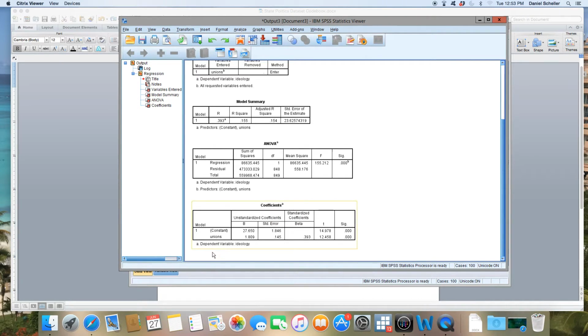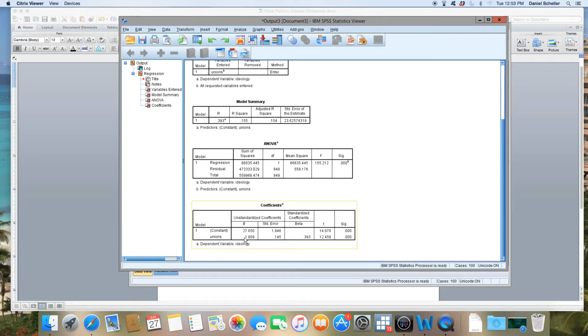What it gives you is the independent variable, unions, and its effect on the dependent variable, which is ideology. You always have to look under unstandardized coefficients, and you see the B or beta, as we mentioned in class. The beta for unions is 1.809. So if you were to interpret it, on average, ceteris paribus, a 1 unit increase in the percent of the workforce unionized leads to a 1.809 unit increase in the ideology score, since the beta is positive.